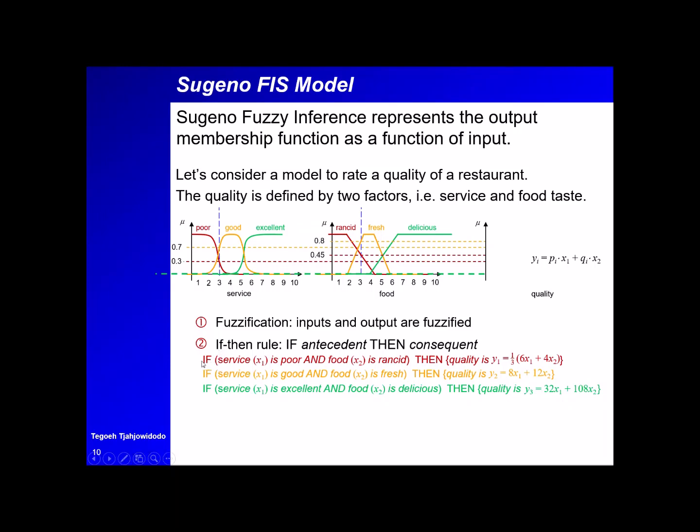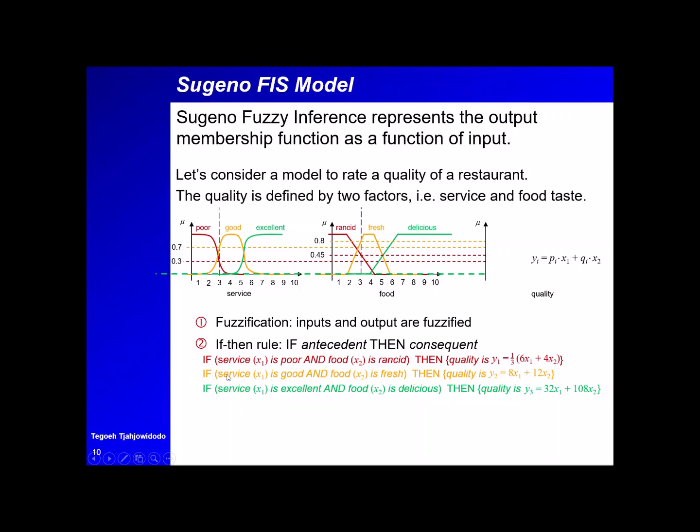So let's say for the first rule, referring to the first membership function: if surface x1 is poor and the food taste x2 is rancid, then the quality y1 will follow a certain linear function, p1 x1 plus q1 x2. In this case, in our first rule, the p1 is 2 and the q1 is 4/3.